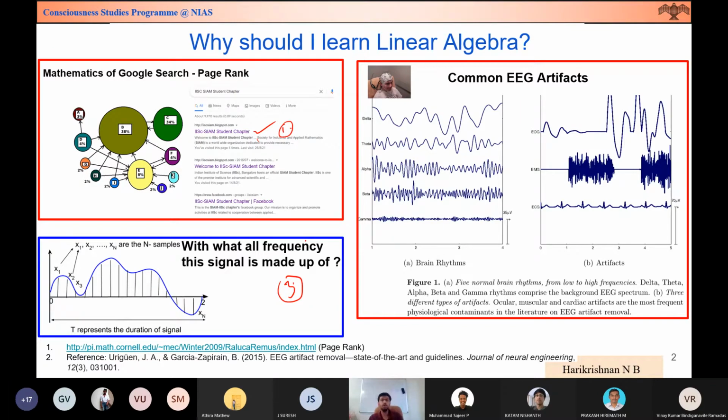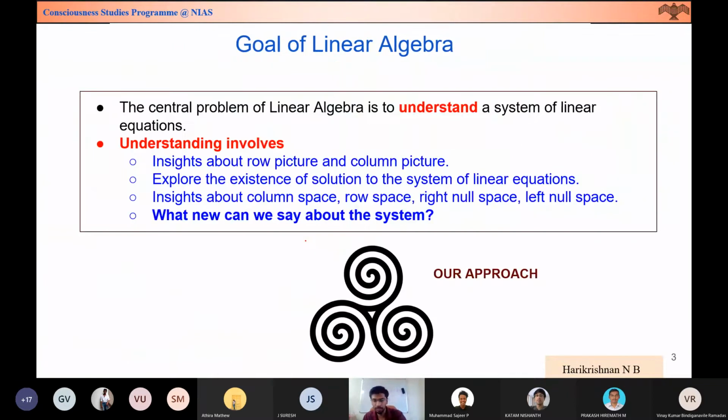So it turns out that linear algebra is the heart of engineering. Even though these are different applications, there's a unifying theme that unifies all of them, and I want to learn that today. So that's my goal. Now we can see the goal of linear algebra. The central problem of linear algebra is to understand a system of linear equations. When I say understand, I have to be more precise. I mean, what insights can I get from a system of linear equations?